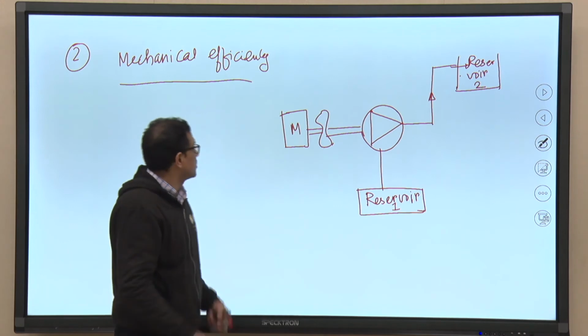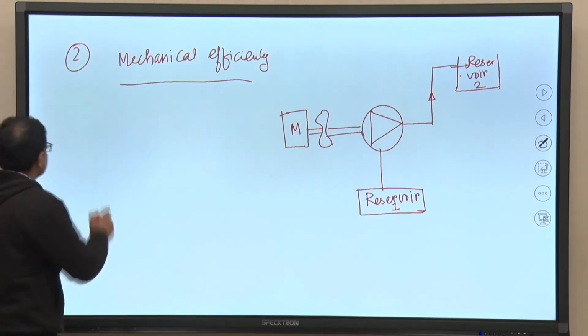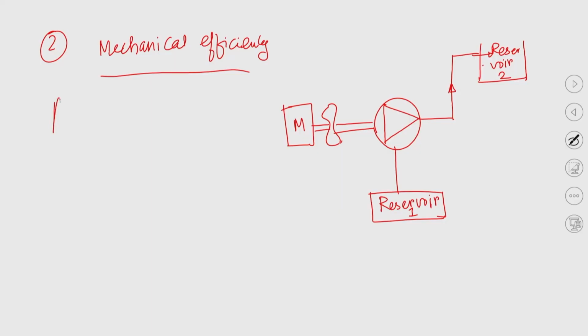and as a result we will have another efficiency that is known as mechanical efficiency. So, this is eta mechanical, that is power output divided by power input, right.